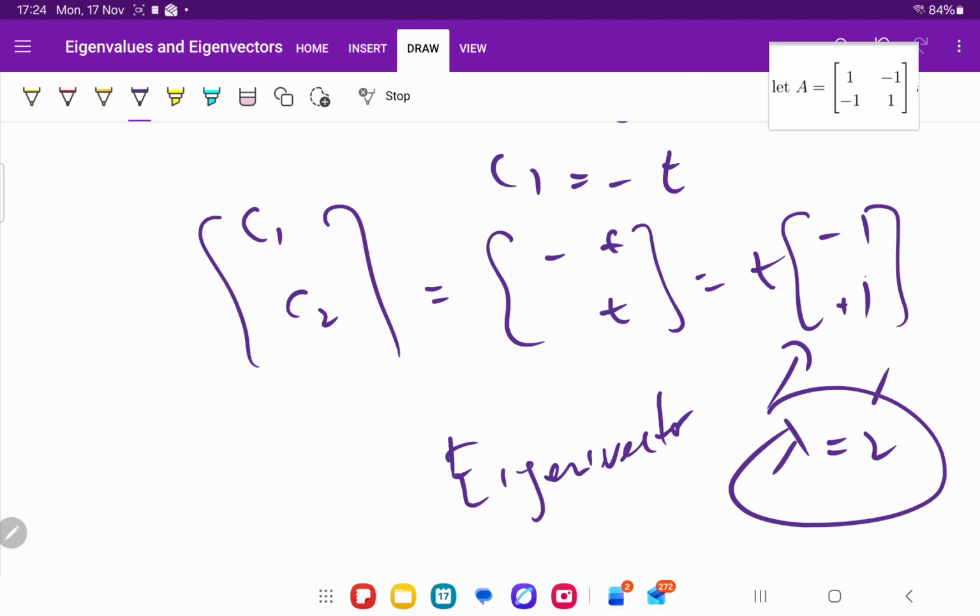So that's how the question is completed. The first part, finding the eigenvalues, is the application of determinant, and another part, finding the eigenvector, is the application of linear independence.